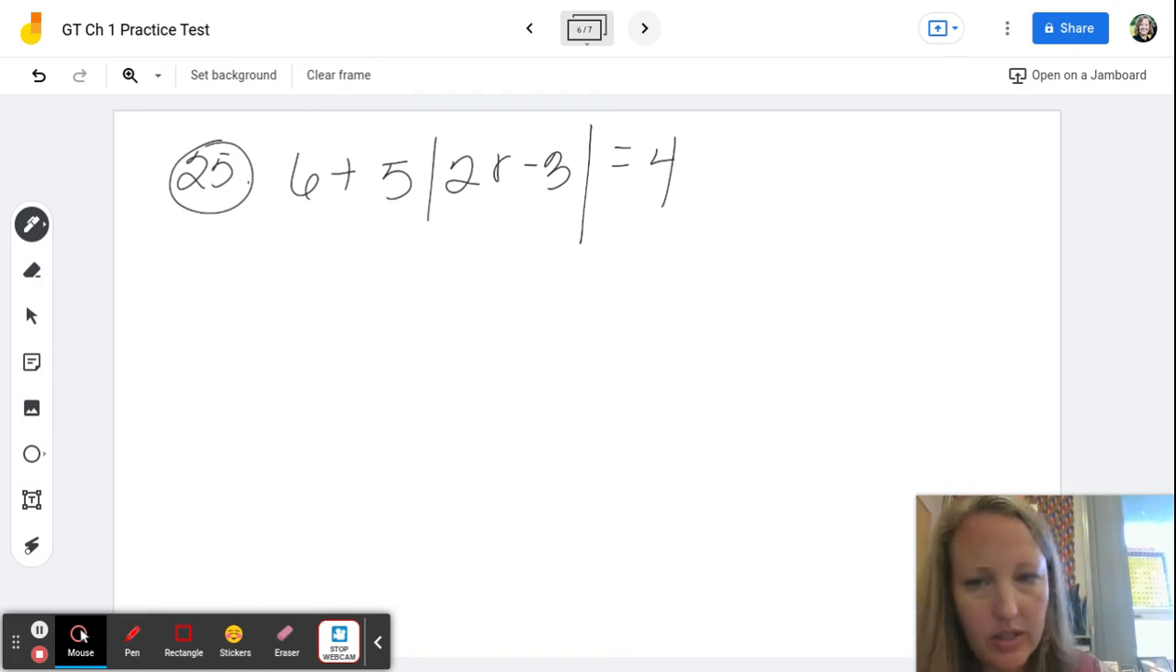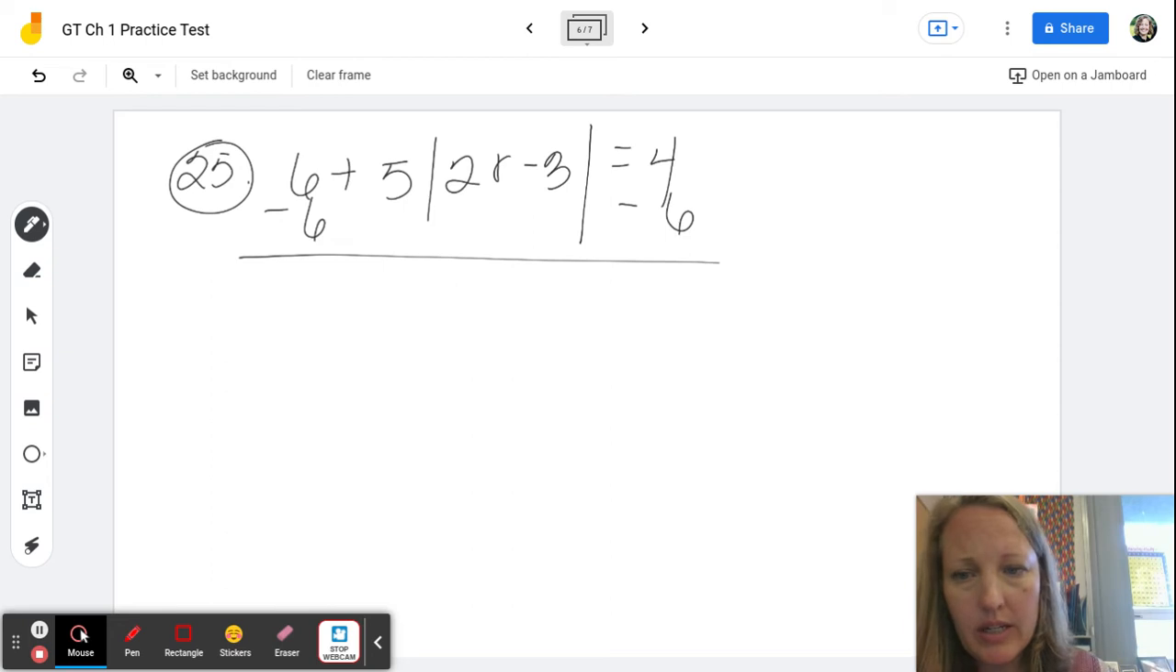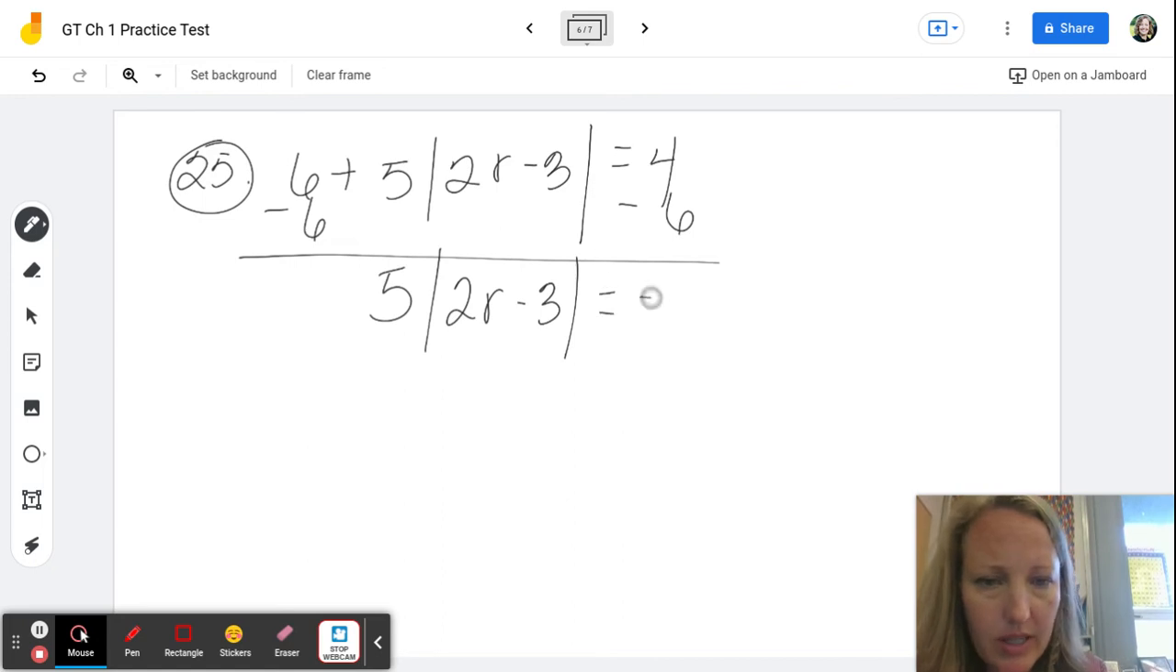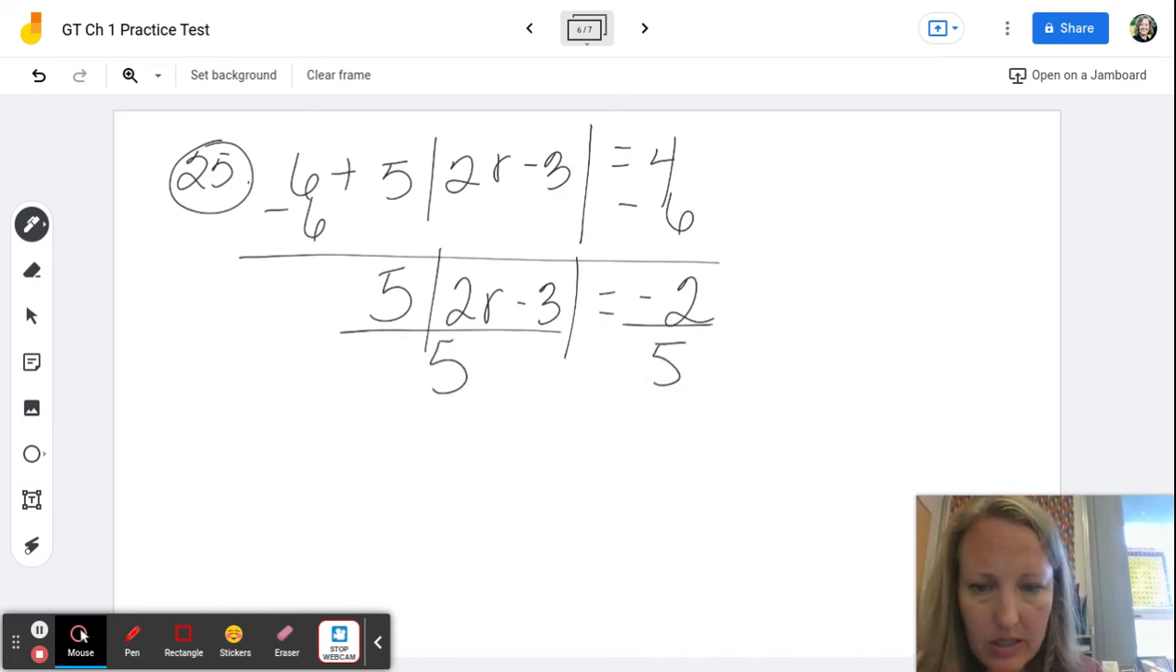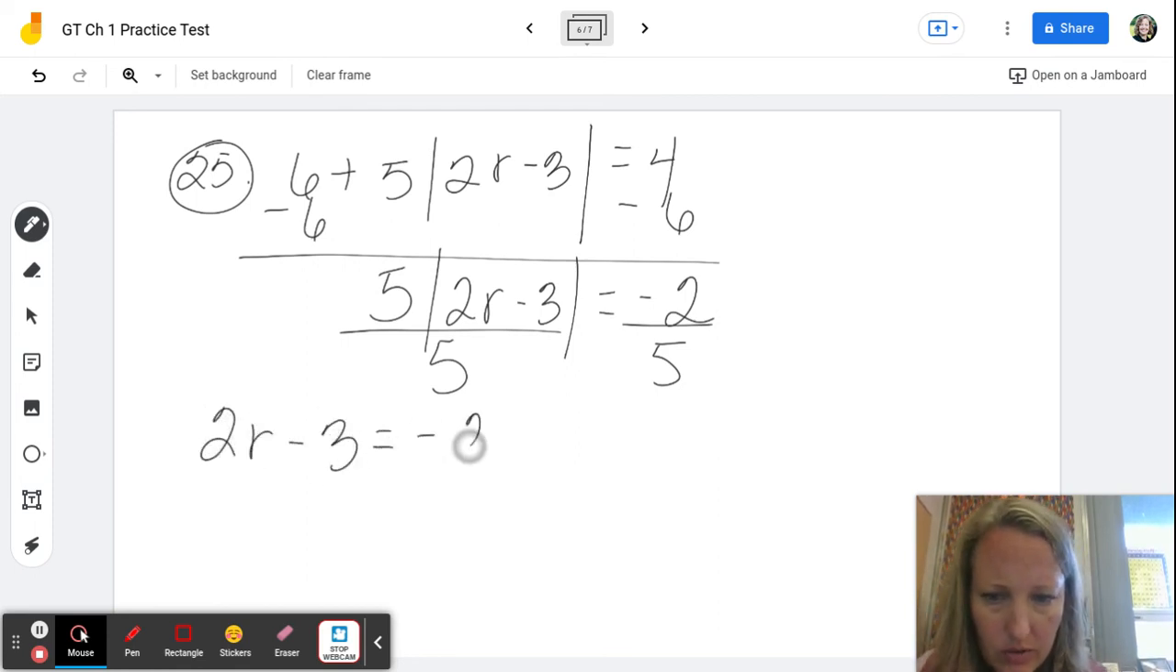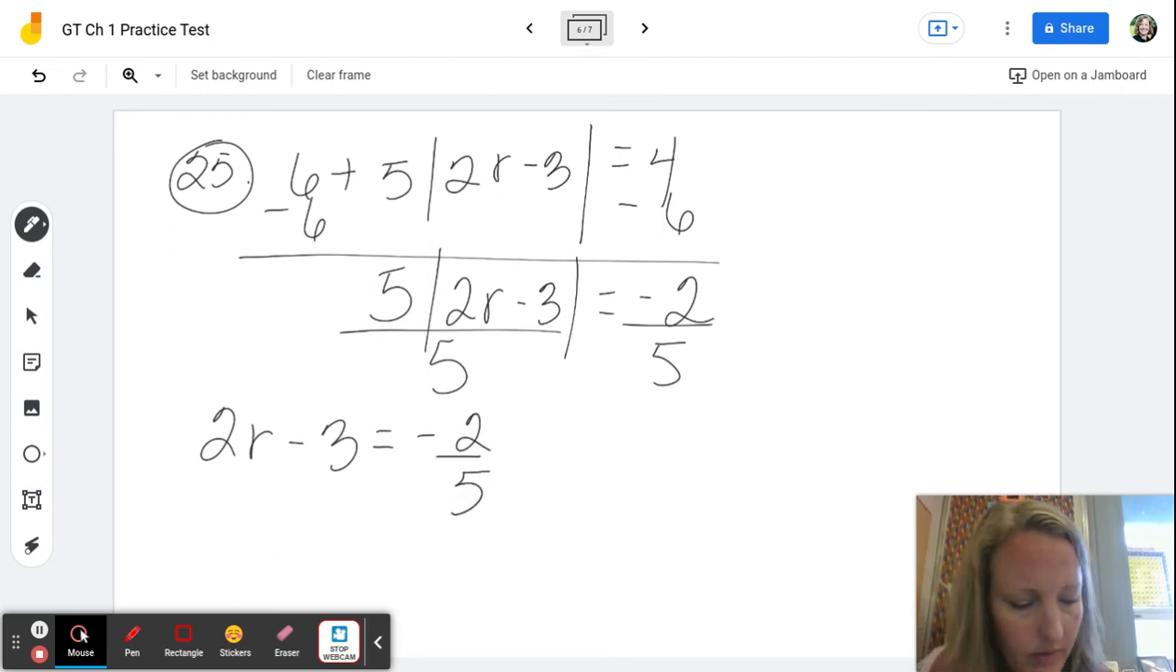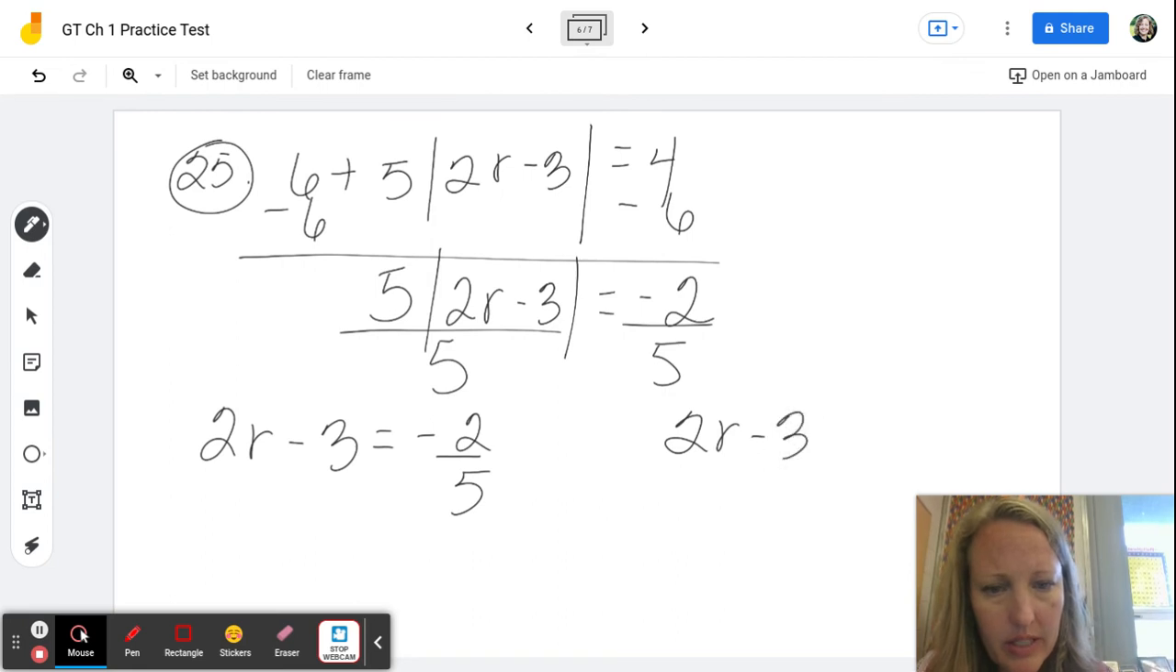We are going to start here. We're going to strip away from the absolute value expression, 2r minus 3. So this one's different than that other one because it doesn't have absolute value on both sides. So it's a lot easier to kind of undo everything around it. So we're left with 2r minus 3 equals negative 2/5. And we're left with 2r minus 3 equals a positive 2/5.